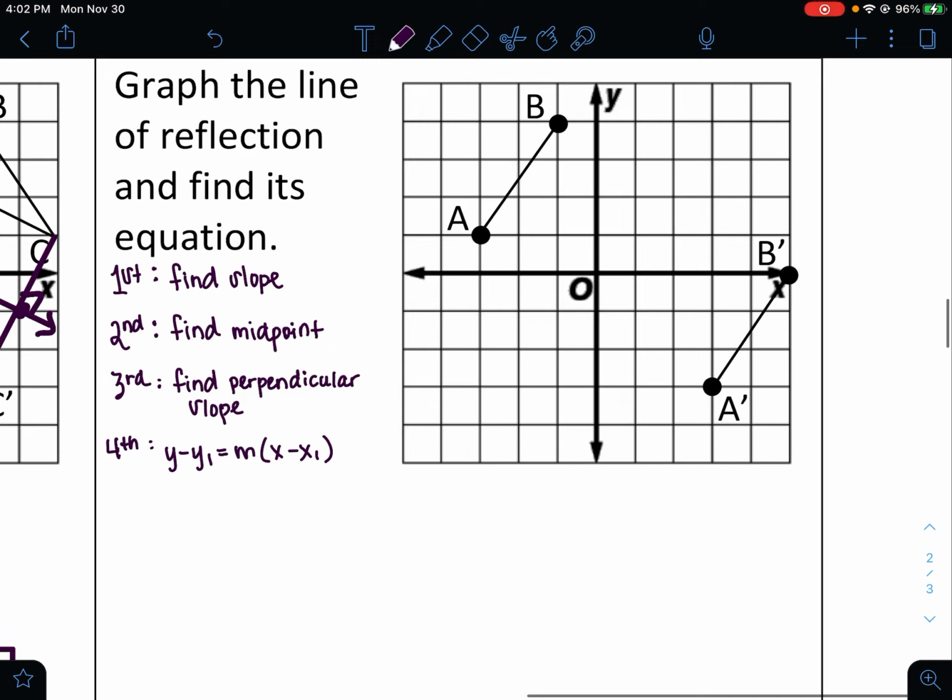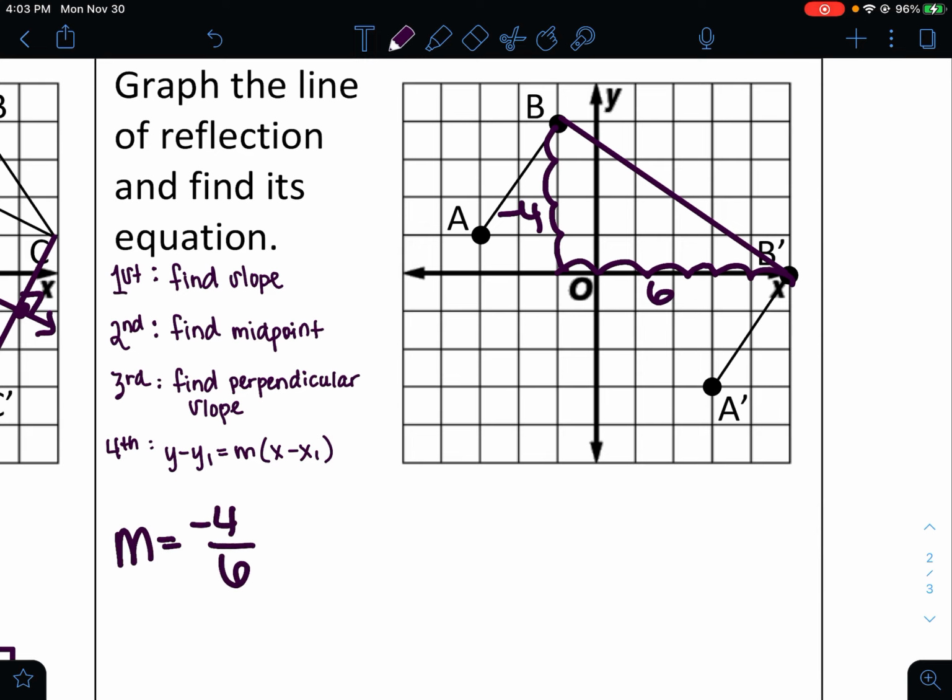First, we're going to find the slope. So this time I'm going to use B and B prime. Why not? Doesn't really matter. Let's find the slope. So the rise is 1, 2, 3, 4. And the run is 1, 2, 3, 4, 5, 6. So that's negative 4 because I had to go down, positive 6. So that's going to be negative 4 over 6. Simplify that, that's negative 2 over 3. So the original slope is negative 2 over 3.